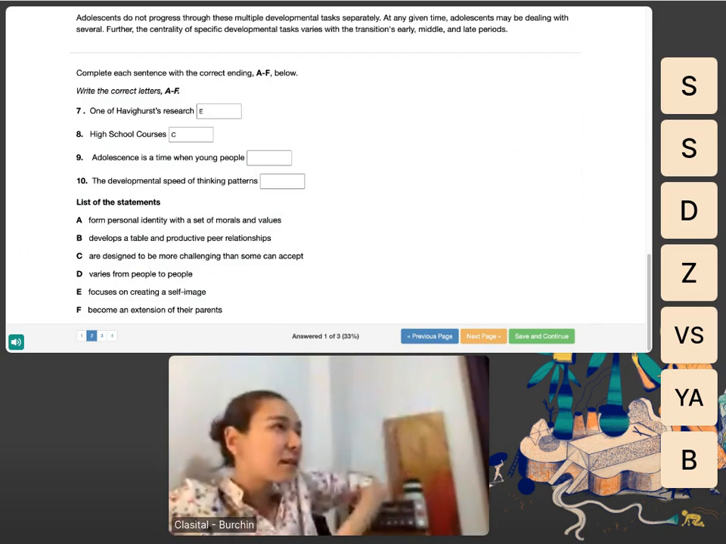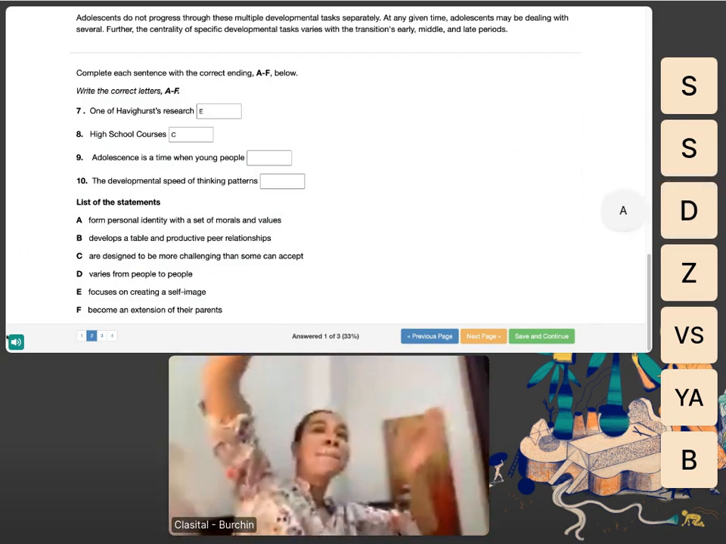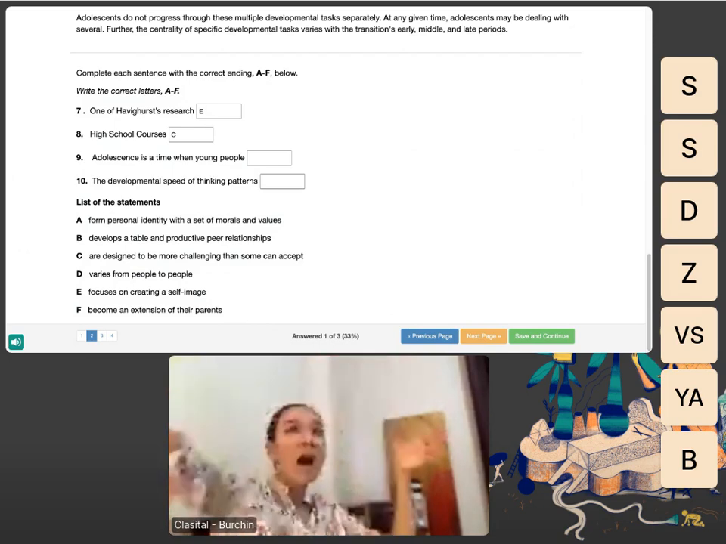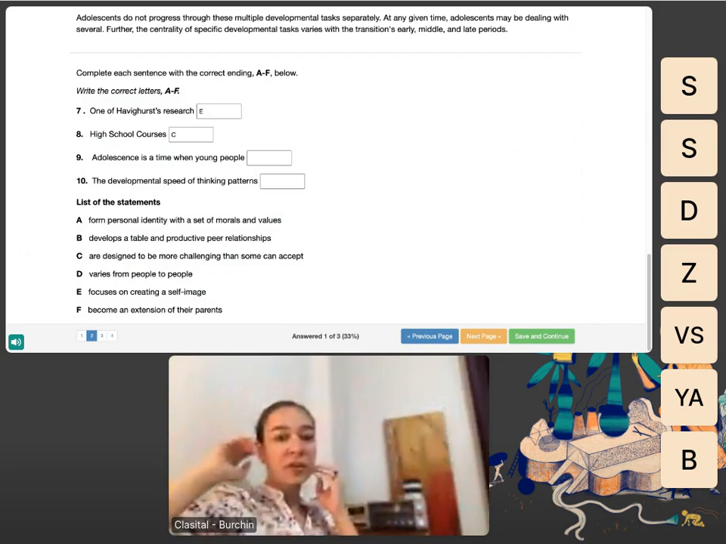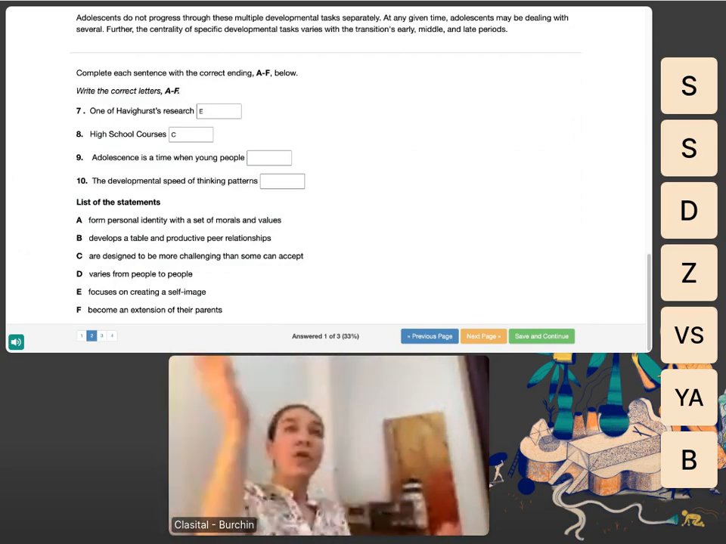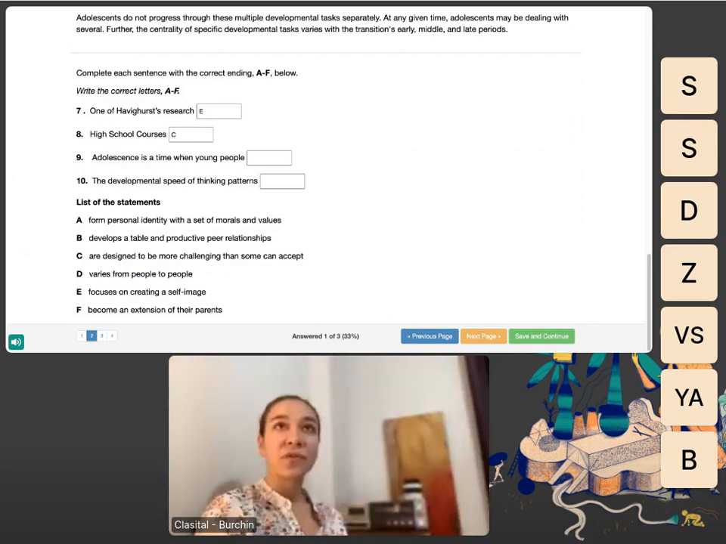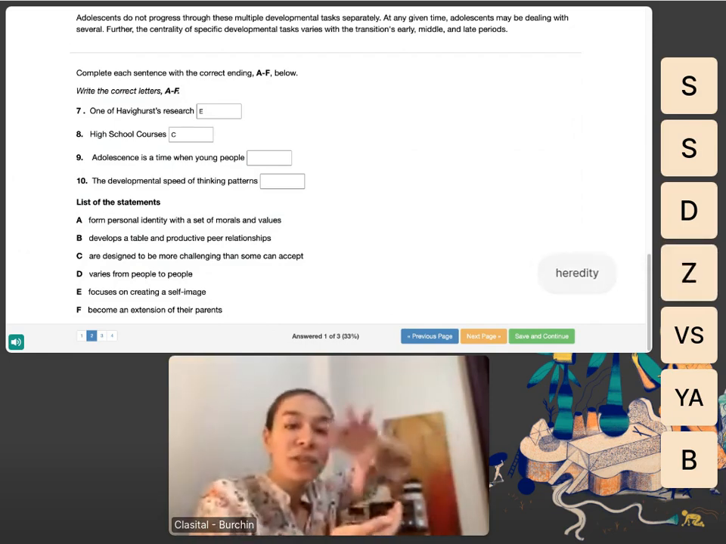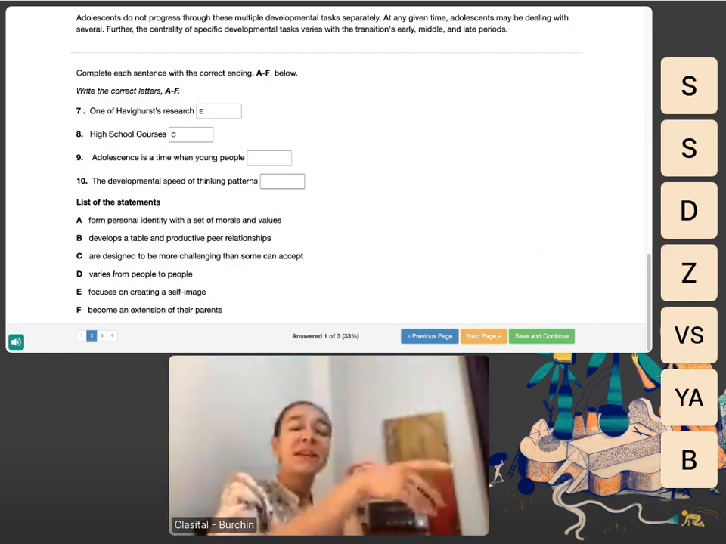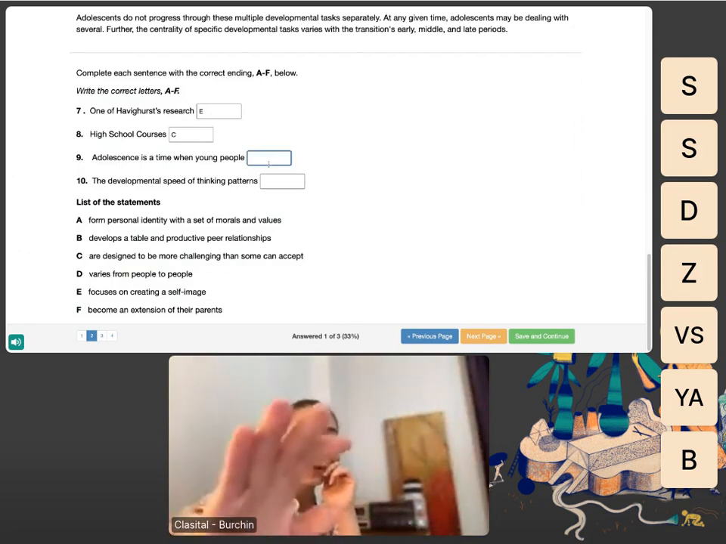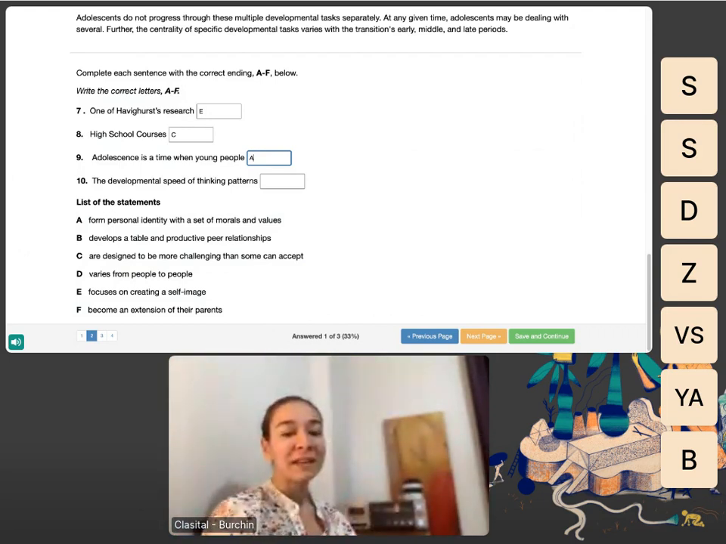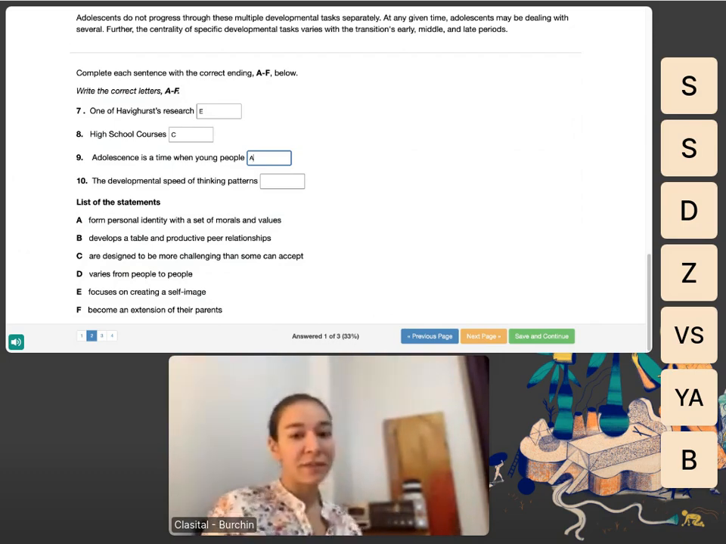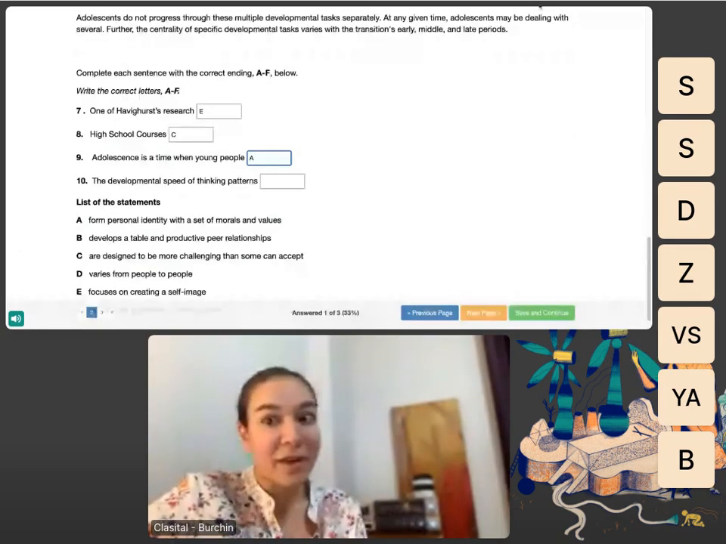Extension means like you can make an extension to your house and it will be a car park for you. Or you can ask for an extension for your paper. So it is like the continuum of something, but here they are talking about something else. They are talking about forming a personal identity with a set of morals and values. Adolescence is a time where you should rebel against your parents.